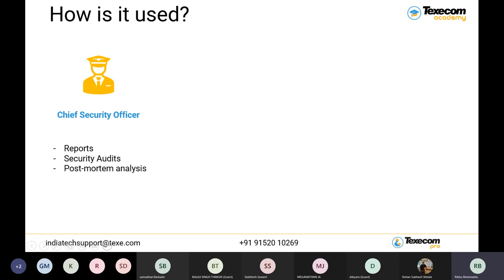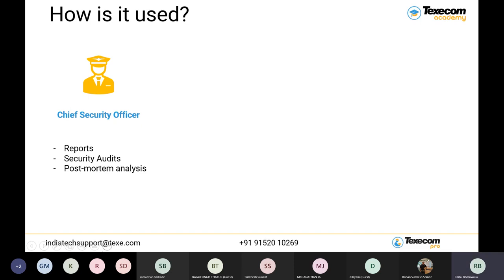What do you mean by post-mortem analysis? It means by chance, if any robbery happened in the bank, even though the IDS system is already installed at the site, still a robbery happened, right? So this event log or the report which I'm talking about here is very, very useful. Why is it very, very useful?